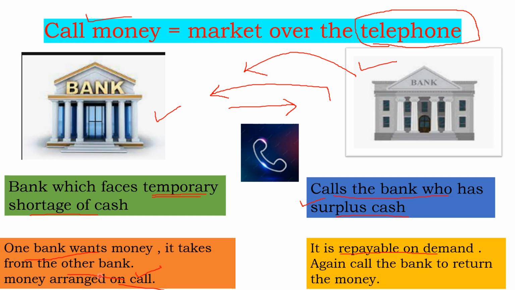Are you getting the point? See, this bank needed money, so it called this bank for the shortage of cash. Now, when the lender bank wants the money, it can equally call the previous bank to pay it back. Clear? Again, it calls the bank to return the money. So this is money repayable on demand. It is a transaction which happens between two banks.